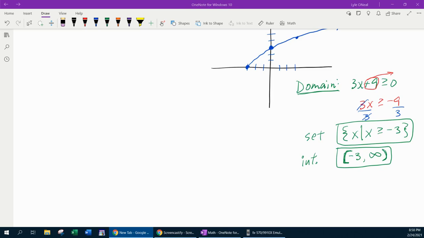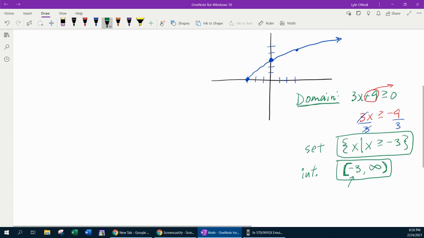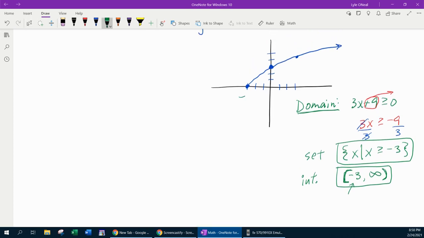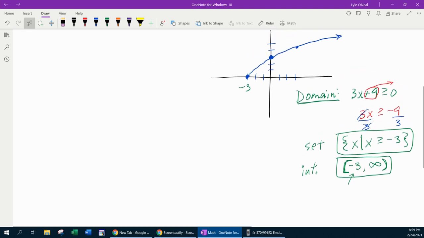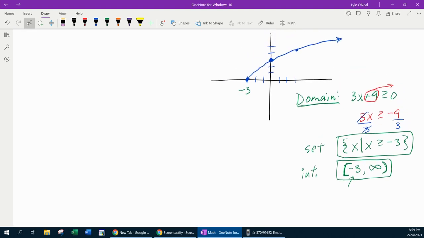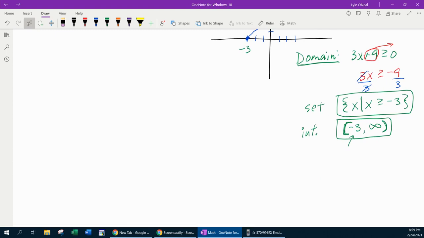Now, since the domain indicates that we're going to begin at negative 3 and go forever to the right, that means the graph should start at negative 3 and go forever to the right. So that means I do have a complete graph from beginning to end, because the domain should represent where the graph exists. Now, let's talk about range.